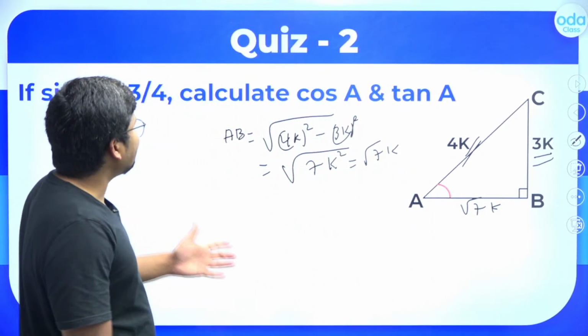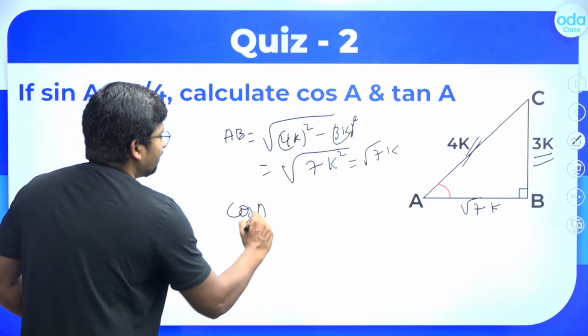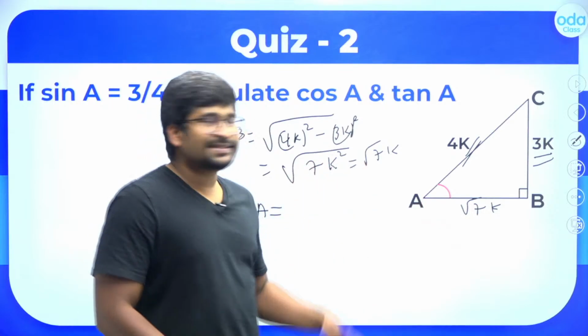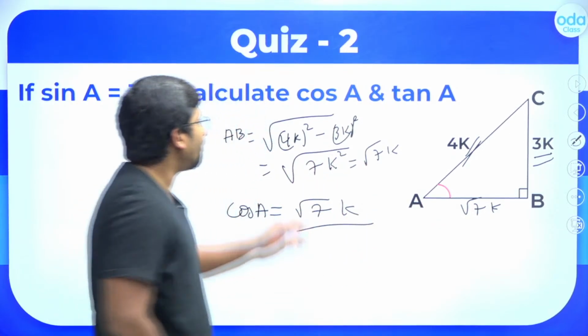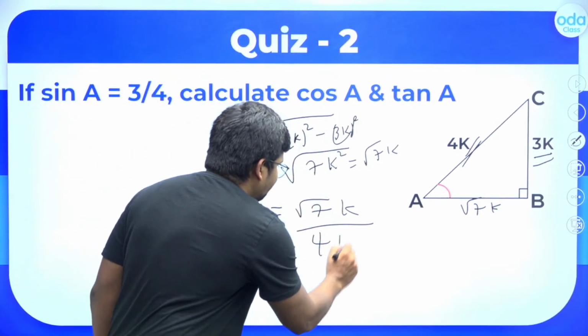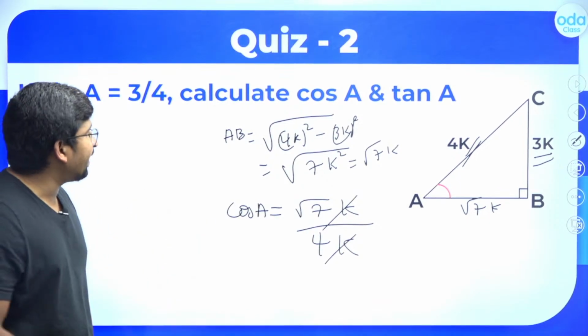Now what is required? You need to calculate cos A and tan A. So what will be cos A from here? Cos A will be adjacent side by hypotenuse, that is adjacent side is root 7 k by hypotenuse is 4k, correct? So k and k cancel, so cos A will be root 7 divided by 4.